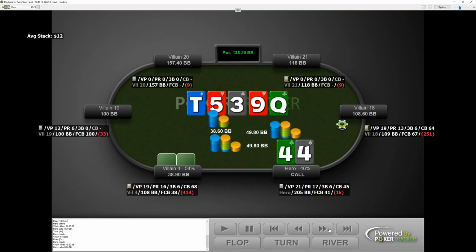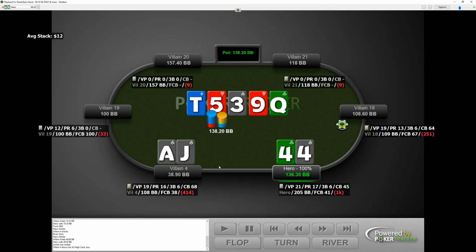So we go for the big hero call, and our opponent has ace jack high. We're not always going to win here, but I do think that our opponent's bet size leans us towards finding a call here.